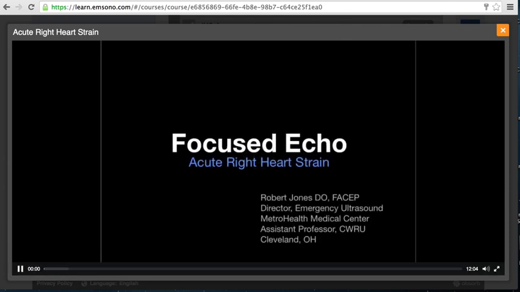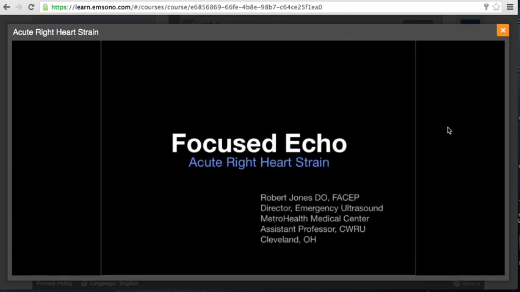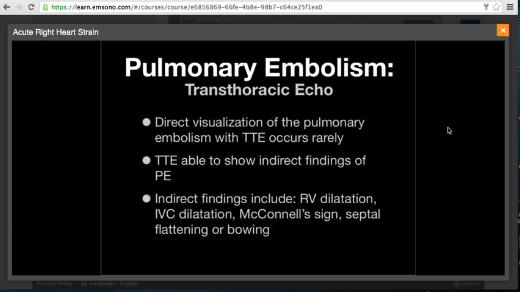I'm Dr. Robert Jones, and in this lecture we're going to discuss how to use focused echo to determine the presence of right heart strain. Direct visualization of the pulmonary embolism with transthoracic echo occurs rarely. Transthoracic echo is able to show the indirect findings of a pulmonary embolism, such as RV dilatation, inferior vena cava dilatation, McConnell's sign, and septal flattening or bowing.